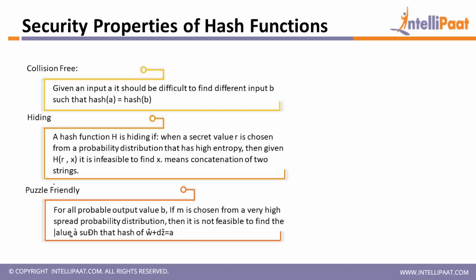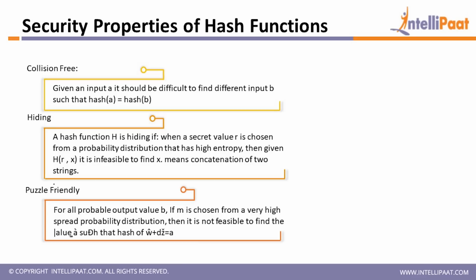Second, hiding. A hash function is hiding if, when a secret value R is chosen from a probability distribution that has high entropy, then given the hash of R concatenated with X, it becomes infeasible to find X. Concatenation means joining two strings. If you concatenate two strings, the hash value becomes different, and it is really difficult to find the value of X that is changing that string.